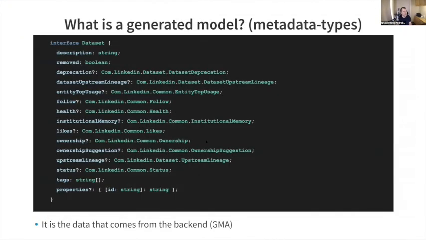Okay. So just to give you an example, what's inside metadata types? In metadata types, you will see something like this, like a dataset. It's just whatever the API returns. The dataset has a description, removed, and then some aspects like deprecated, likes, all of that. I think it's pretty simple. That's what the GMA actually returns, if I'm correct, right, Marsh?